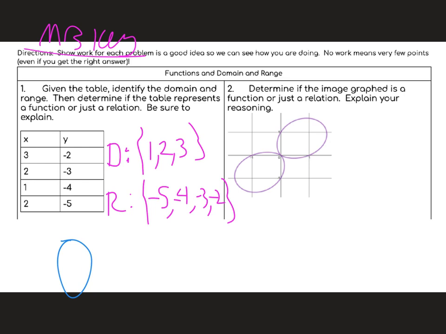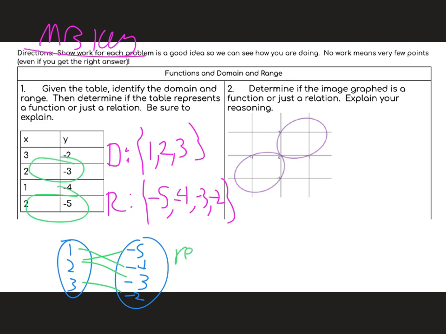Well, let's make some potatoes. 1, 2, 3 and -5, -4, -3, -2. And pick some different colors. Let's see. 1 goes to -4. 2 goes to -3. 3 goes to -2. And then 2 goes... Right there is a problem, so this is just a relation.